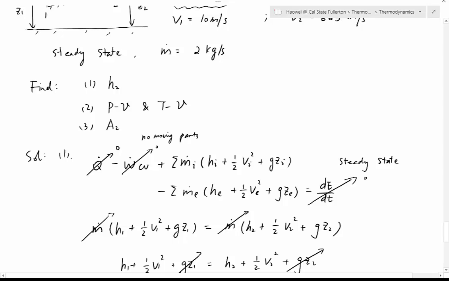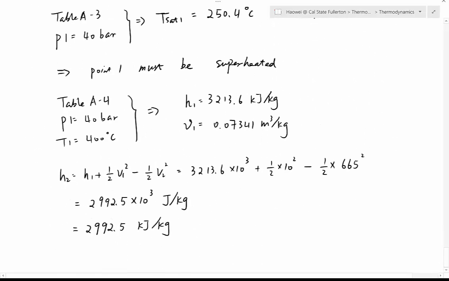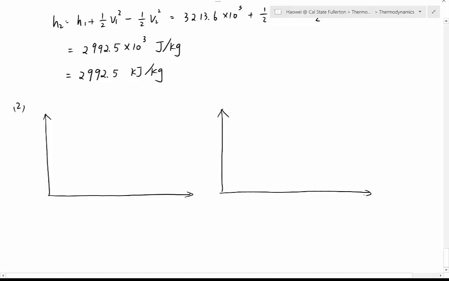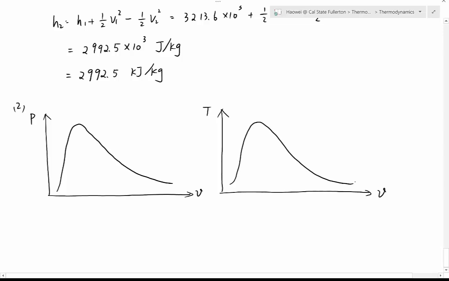Okay, next one, part 2. Sketch this process on a P versus nu and a T versus nu diagram. Okay, so let's do that. Pressure versus nu, temperature versus nu. The first thing we always sketch is the vapor dome. Okay, we sketch the vapor dome.